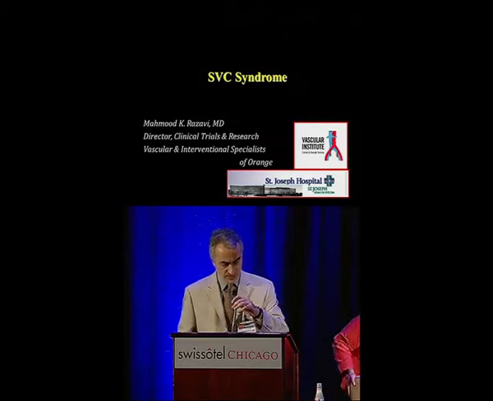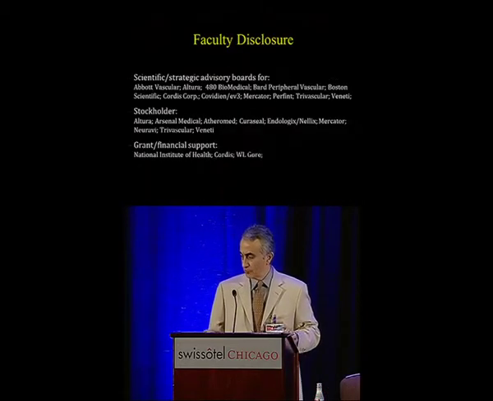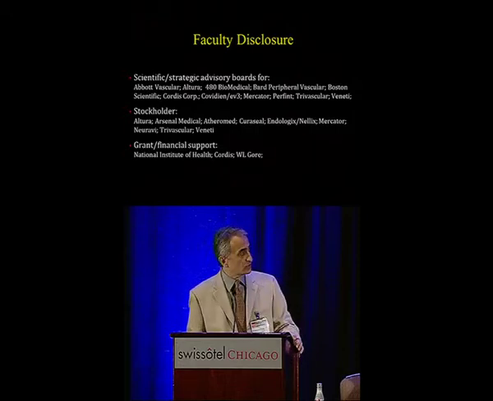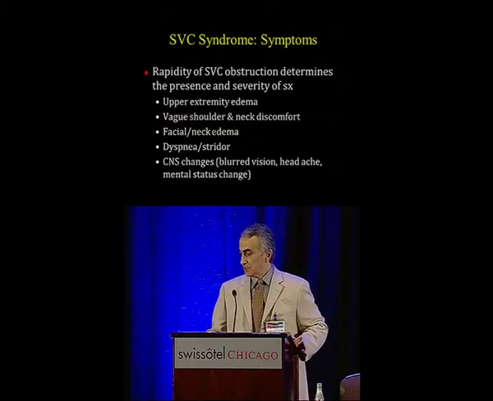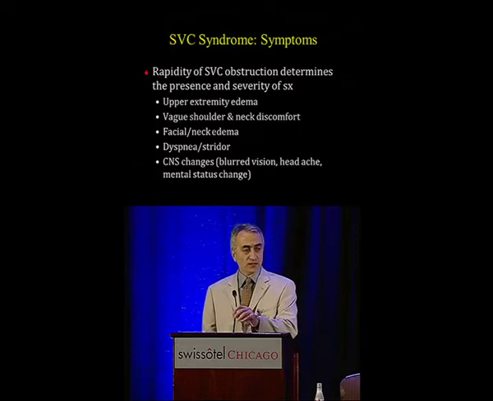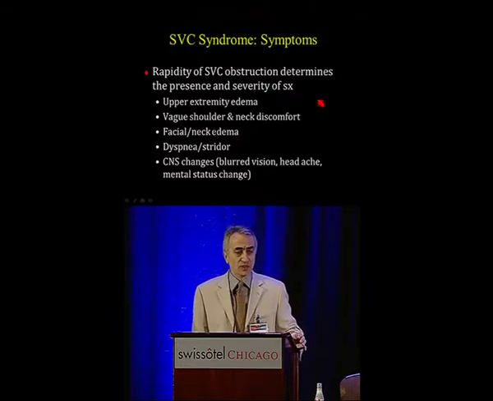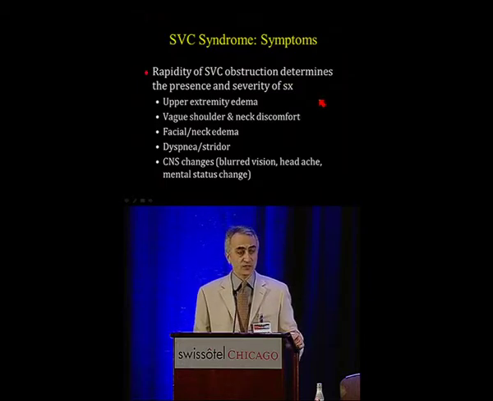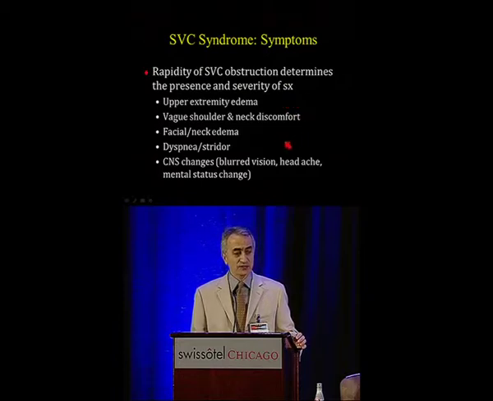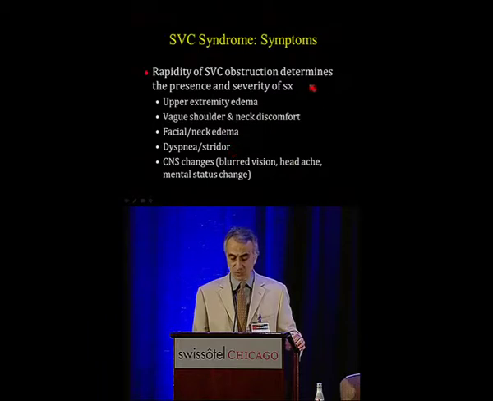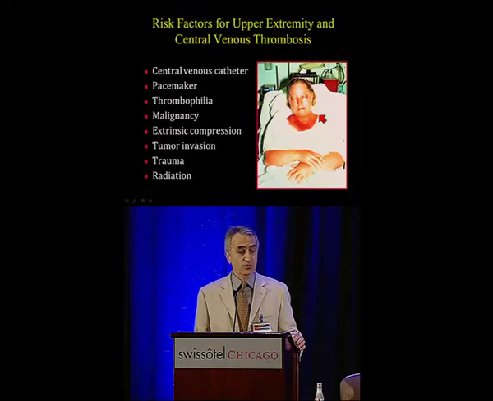Thank you, Patty. So the first topic is SVC syndrome, and these are my disclosures. The SVC syndrome that we treat is symptomatic, and the rapidity of the obstruction determines the presence and severity of the symptoms, which include upper extremity edema, vague shoulder and neck discomfort, facial and neck edema, dyspnea, stridor, things of that sort. CNS symptoms can occur late in the process, or if the occlusion is acute.